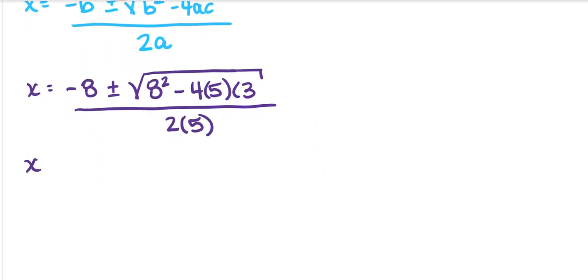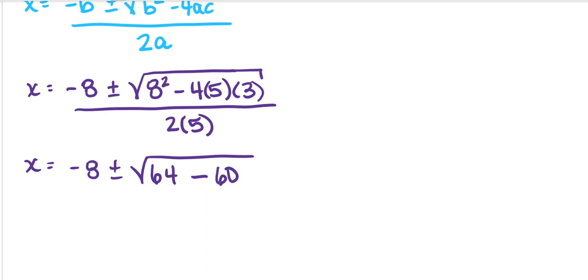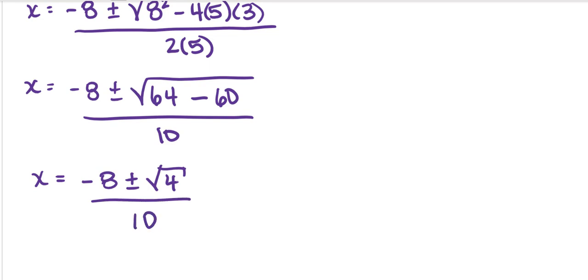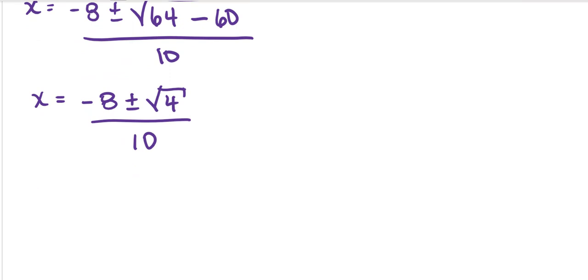So let's clean that up a little bit. So x equals negative 8 plus or minus the square root of, well, 8 squared is 64 minus 4 times 5 is 20 times 3 is 60 all over 2 times 5, which is 10. So 64 minus 60 is 4. So we've got x equals negative 8 plus or minus the square root of 4 all over 10. And then we can continue cleaning that up because square root of 4 is just 2. So we've got negative 8 plus or minus 2 all over 10.